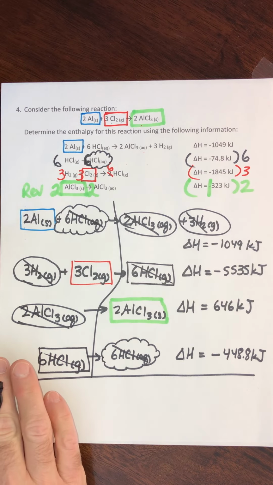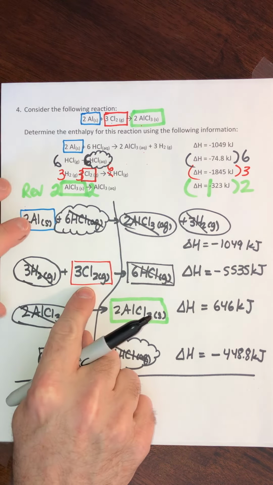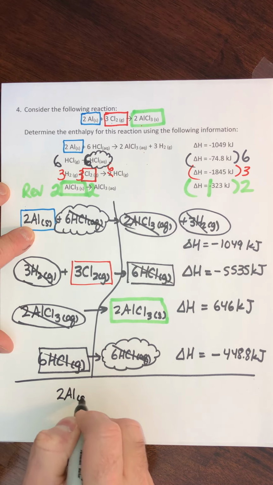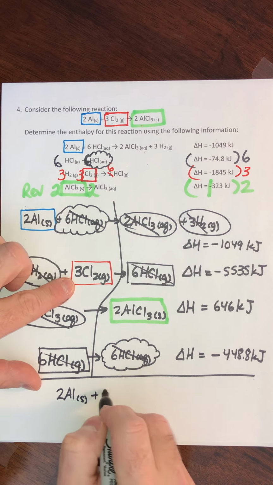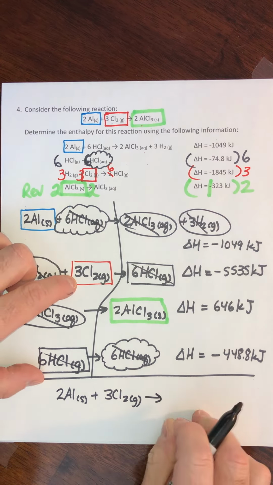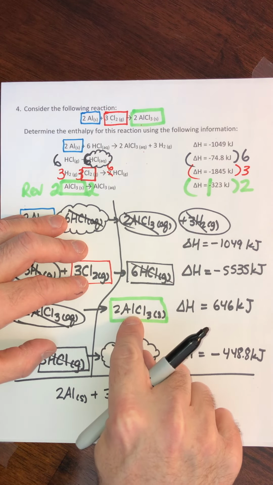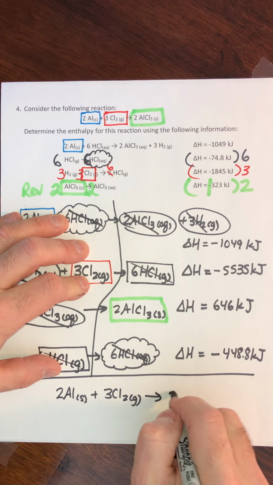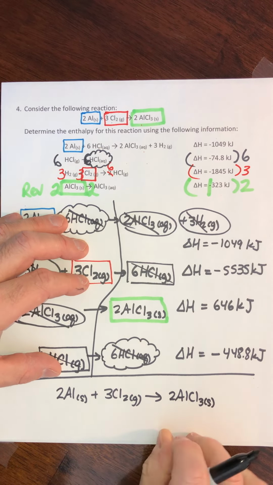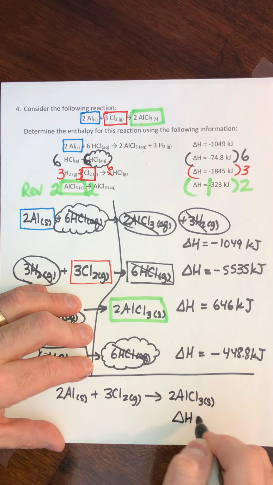Now, if you look at your reactant side, everything is canceled except for the 2 things I want: the 2 aluminum solids and the 3 Cl2 gases. If you look on the product side, everything has canceled except for the one thing I wanted, 2 AlCl3 solids. And if you add up all of the chemical reactions, that means you can add up all the delta H's.